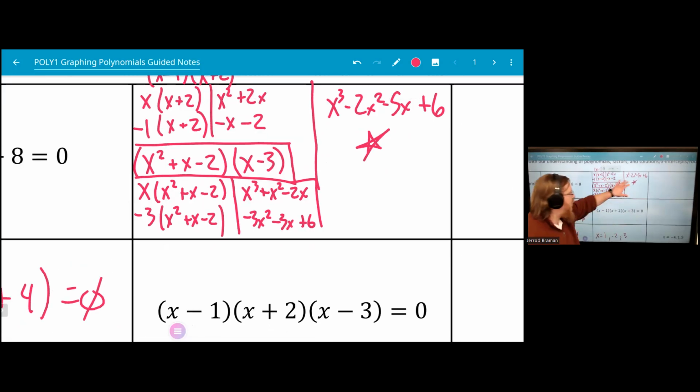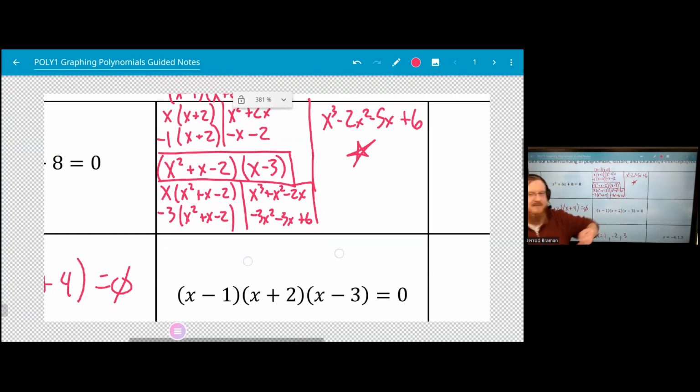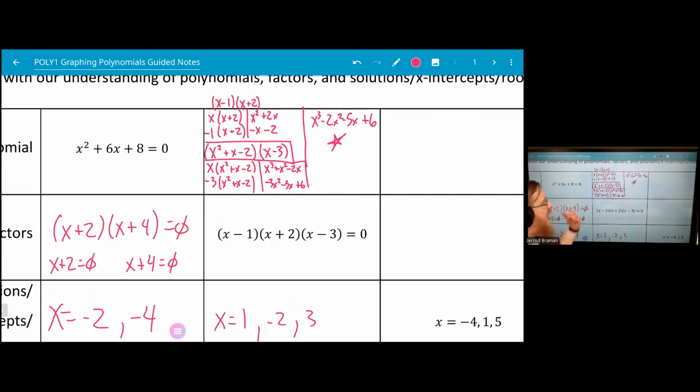Now, if I had given you this x cubed minus 2x squared minus 5x plus 6, factoring by grouping wouldn't have worked in this case. What I would have to do is give you a factor, and then you'd have to do division. You could do synthetic or long division, and then you'll end up with the resulting trinomial to factor again. Or you could use the quadratic formula if we needed to. That's how you could get to your solutions, right? So that's something we're looking at here.